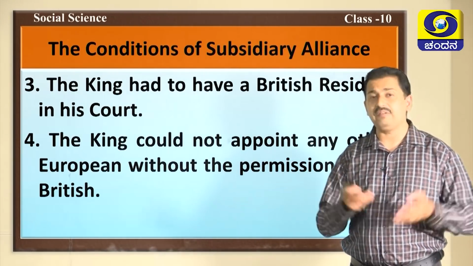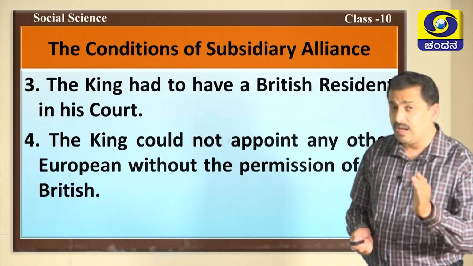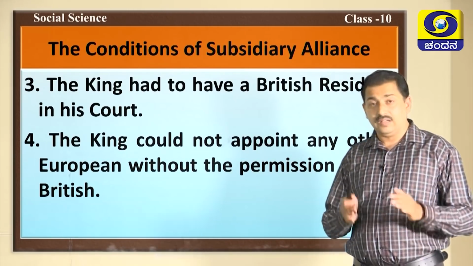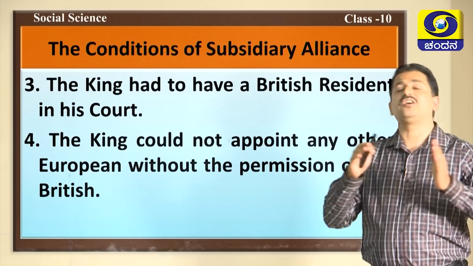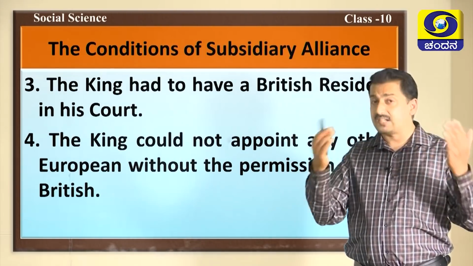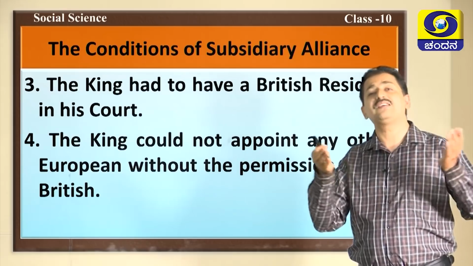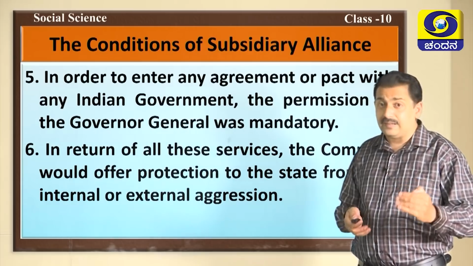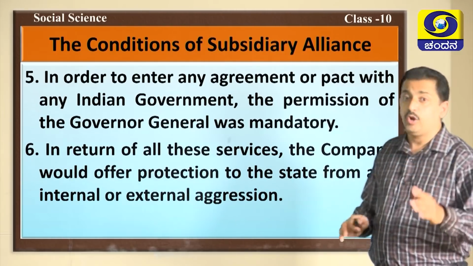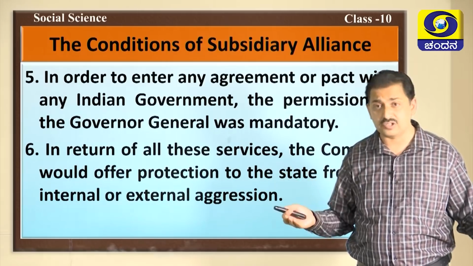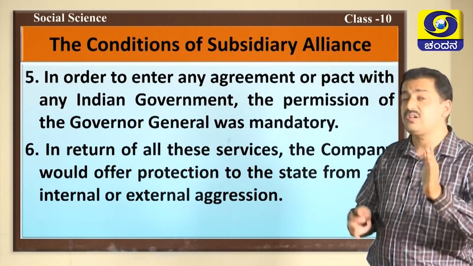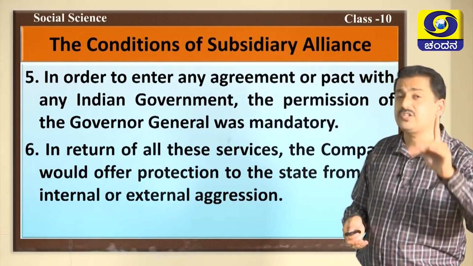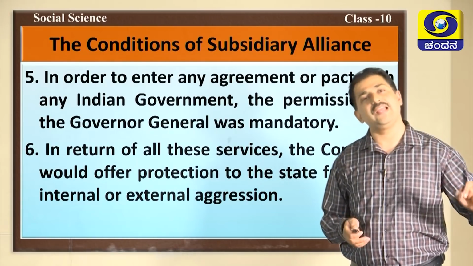This is nothing but slavery. That is why Tipu Sultan, the Tiger of Mysore, refused to accept the subsidiary alliance. Till his last breath, Tipu did not accept slavery, because acceptance of subsidiary alliance was nothing but the acceptance of slavery to the British. In order to enter any agreement or pact with any Indian government or native state, the permission of the Governor General was mandatory. It was compulsory for the native ruler to obtain prior permission of the British before signing any pact.